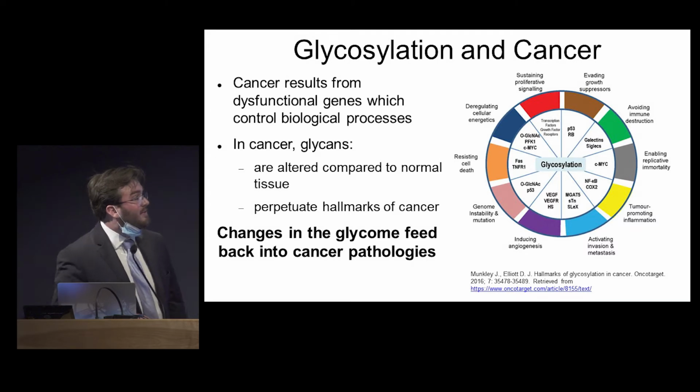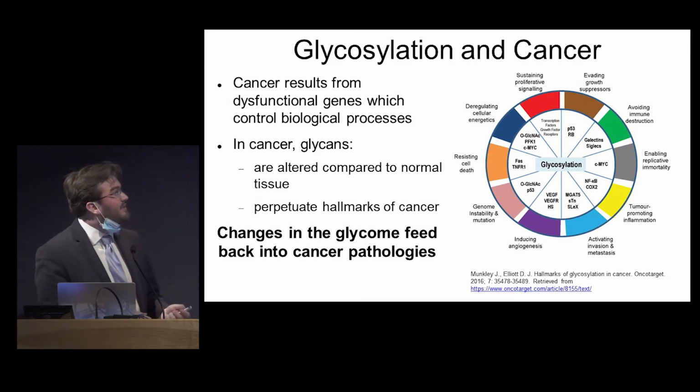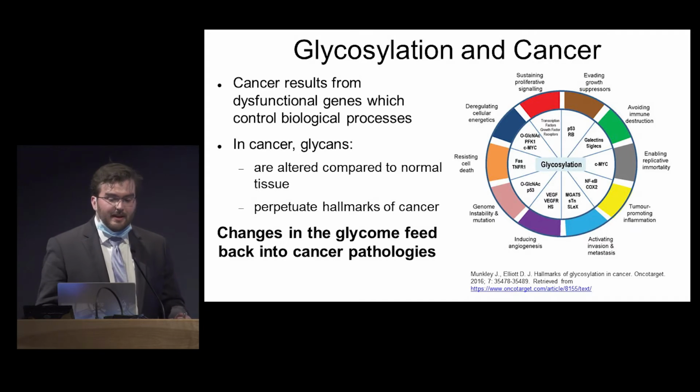What I'd like to point out is on the inside of this hallmark circle, there are glycobiological facets feeding back into all of these facets of cancer. So I'd like to really emphasize that cancer and glycosylation sort of form a feedback loop where the development of cancer can cause changes in glycans, and those glycans can also change the disease. So it's really important to understand how cancer is changing glycans.